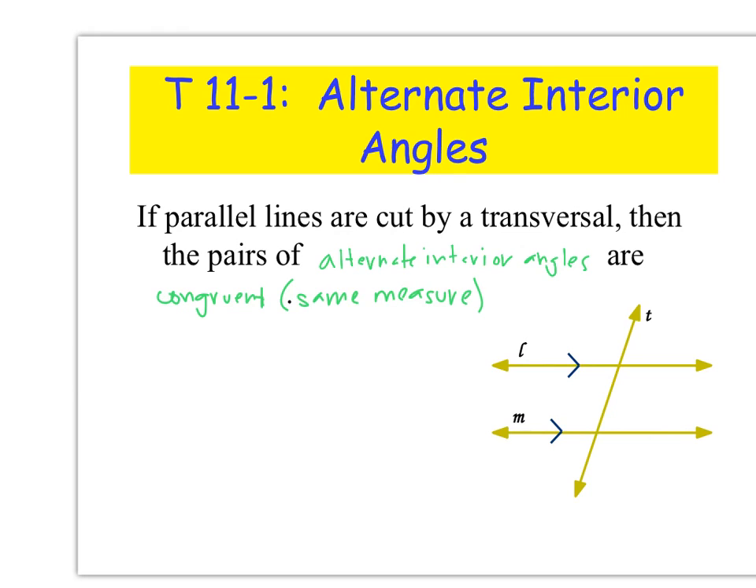All right, looking at our picture, again, L and M are our parallel lines. Alternate, remember, means they are on alternate or opposite sides of my transversal T. And interior means inside, or between my parallel lines, between L and M. So angle 1 and angle 2 are alternate interior angles, so angle 1 is congruent to angle 2. And similarly, 3 and 4 are also alternate interior, so angle 3 is congruent to angle 4.